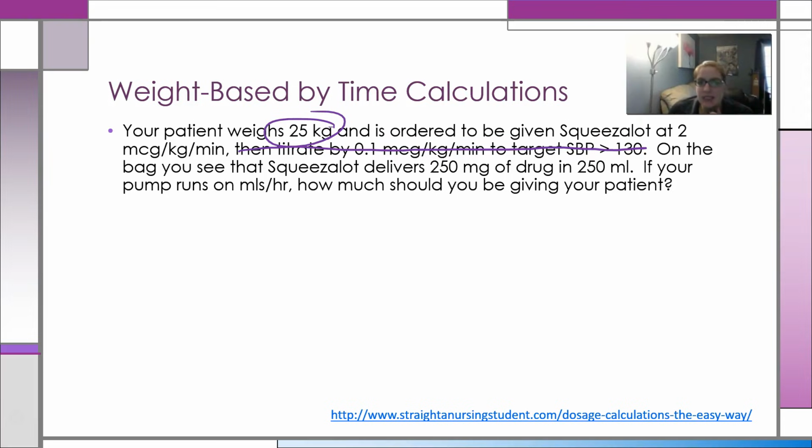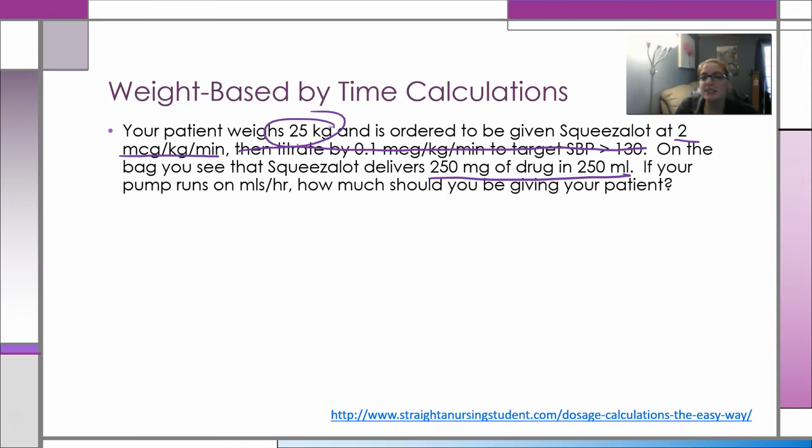Now on your bag, you see that Squeeze-A-Lot delivers 250 milligrams of drug in 250 milliliters. That sounds an awful lot like a supply. Better make a note of that. Okay. Now, if your pump runs on milliliters per hour, how much should you be giving your patient? So this is a little bit different because our answer should have milliliters on top and hours on bottom. So we're actually going to have 2 units left over. That's a little different than what we've had before.